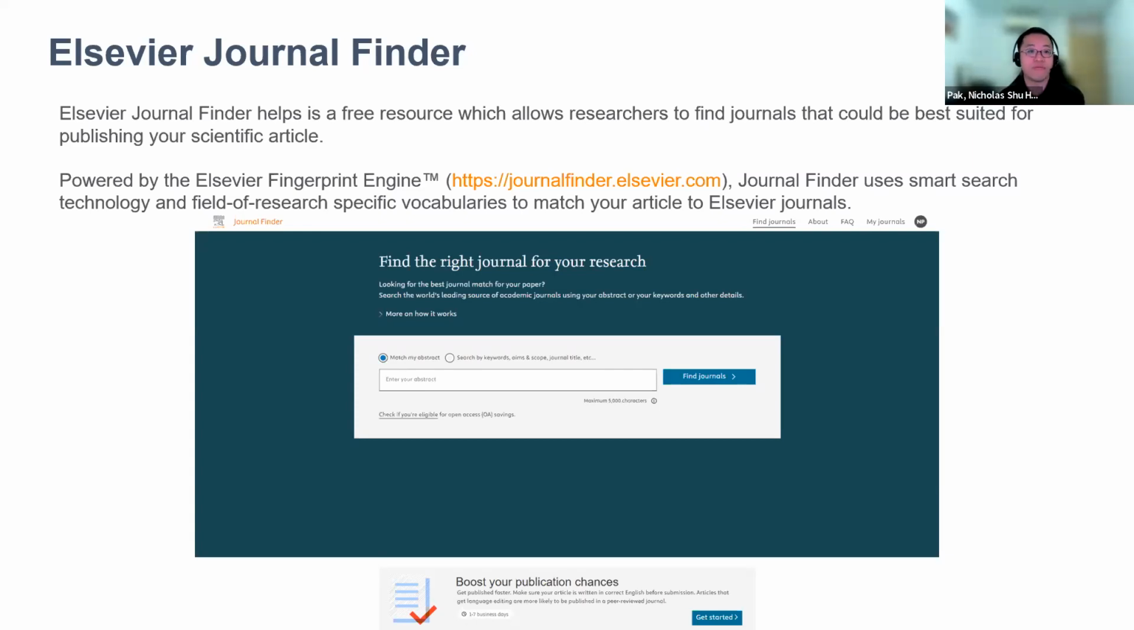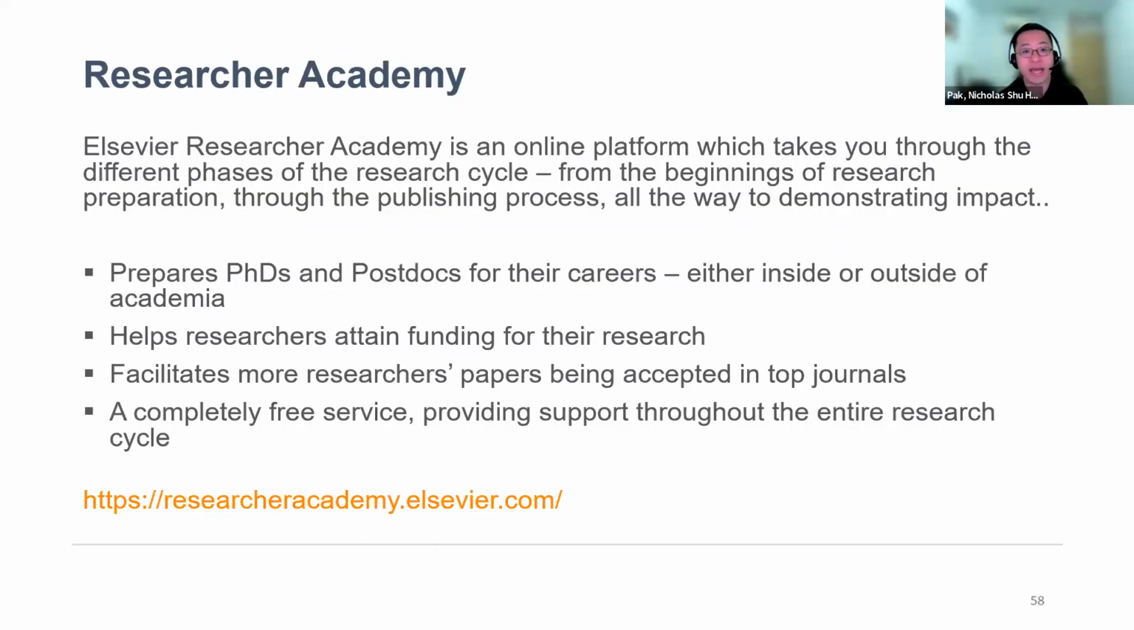Another tool that we have for free would be the Elsevier Researcher Academy. If you go to researcheracademy.com, this is an online platform that takes you through the different phases of the research cycle. We want to help PhDs and postdocs within the career, either within or outside of academia itself.